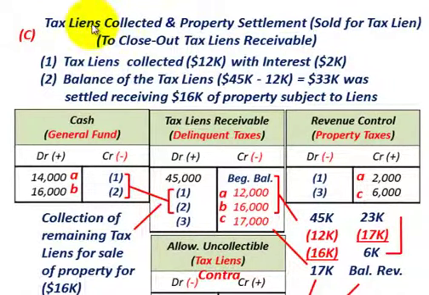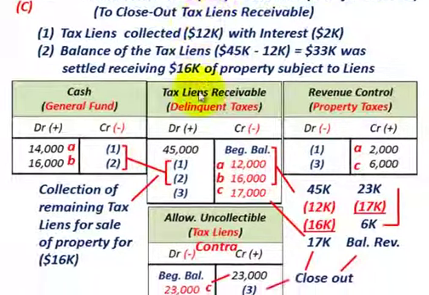Now let's look at tax liens collected and a property settlement on tax liens. That is, we're going to have sold the property to settle the tax liens that we have. In this case, on the sale of this property that we have a tax lien against, we're going to close out our tax liens receivable and any allowance account for the tax liens that we currently have. So this is what we're going to be looking at.